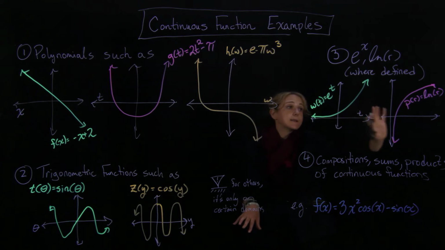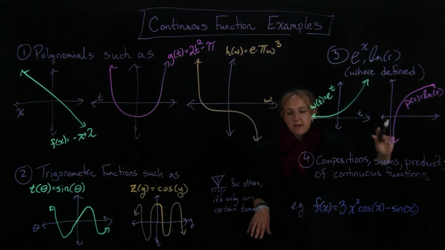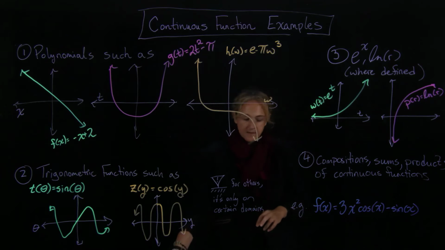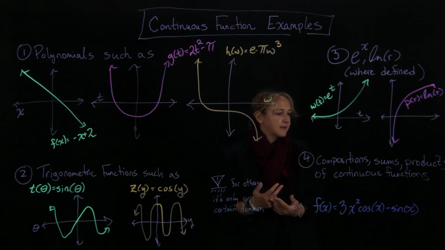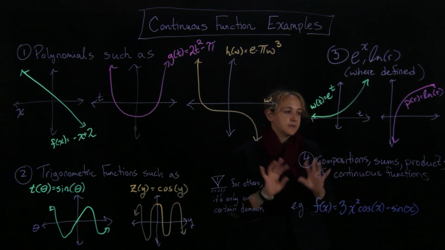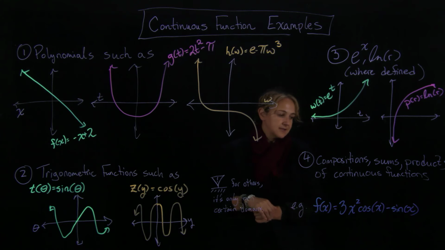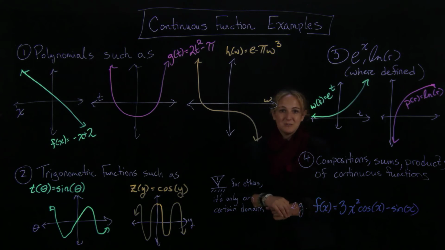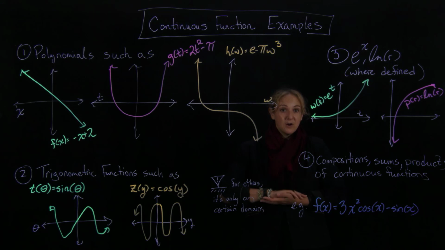E to the x, ln of x. Again, the domain is restricted for ln of x. You can only input positive real numbers, but as long as you're on the correct domain, then you're continuous. And then you can combine these by taking compositions, sums, and products, and you'll get continuous functions. So I could even take something mildly crazy like that and know that it will be a continuous function. Okay, I hope that made some sense, and I will see you in the next lecture.